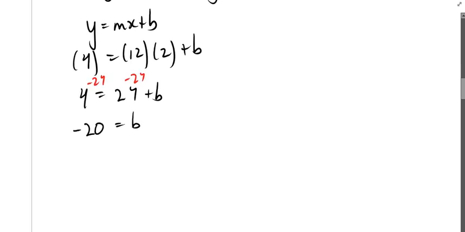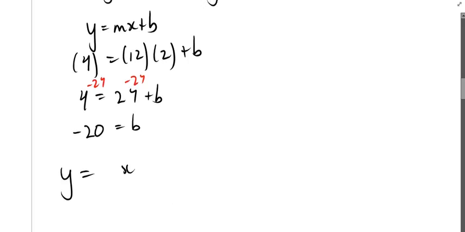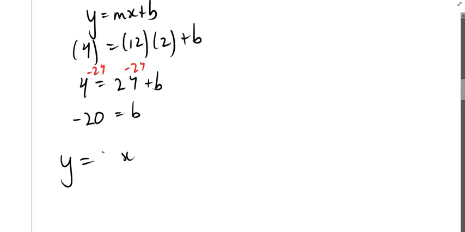And what do I have to do? What's the whole point of this? Miguel, do you know? Find the equation. Do we have the information needed to write the equation? What do we need to write an equation? Y equals mx plus b. We need m and we need b. We need to fill in those blanks. Did we find m? Yeah, we did. It's 12. Did we find b? Yeah, we did. It's negative 20. So y equals 12x minus 20.